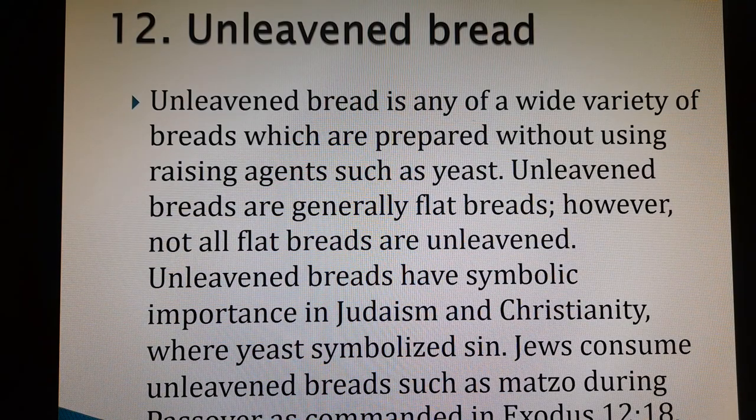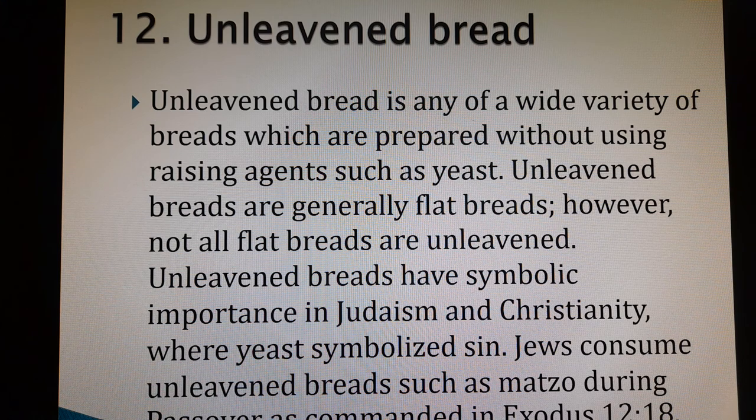Unleavened bread. Unleavened bread is any of a wide variety of breads which are prepared without using raising agents such as yeast. Unleavened breads are generally flat breads. However, not all flat breads are unleavened.